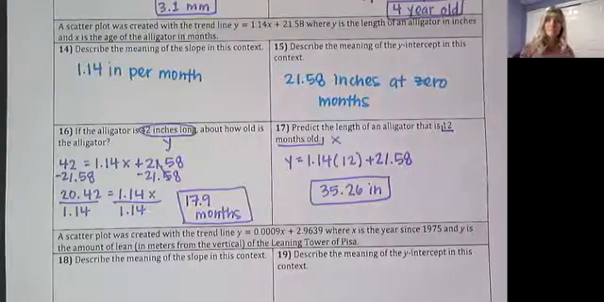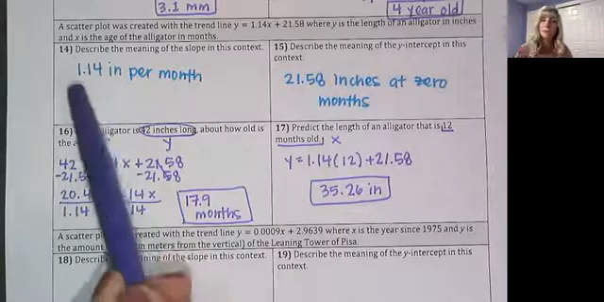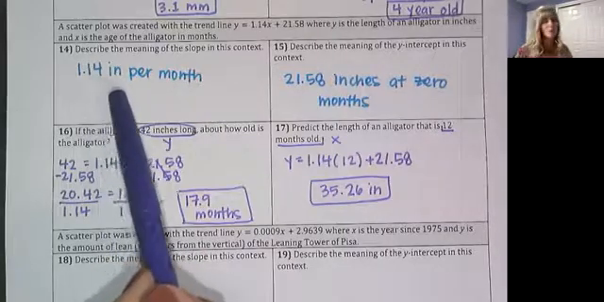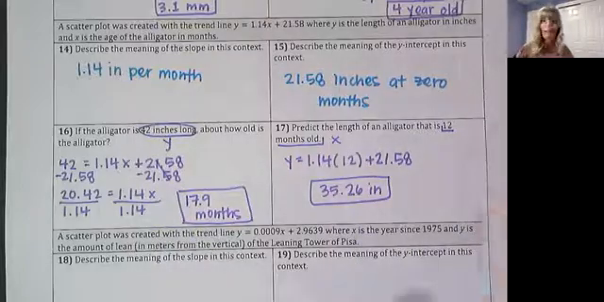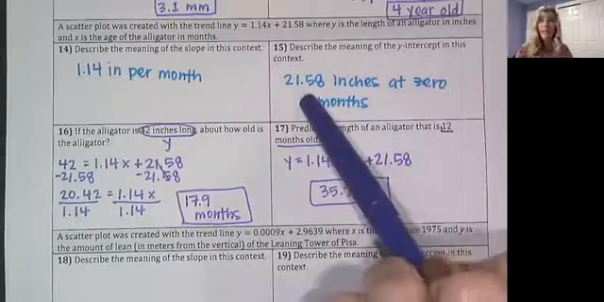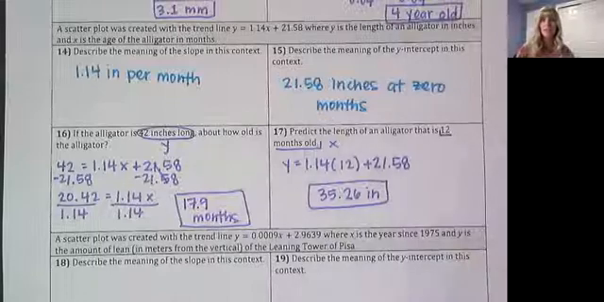Voila. How'd you do? How'd I do? I'm sure you guys will let me know if I made a mistake. Not that that ever happens. But this means the alligator was growing at a rate of 1.14 inches per month. Make sure you did Y per X and not accidentally X per Y. And this 21.58 is the inches at birth, how big the alligator was at birth.